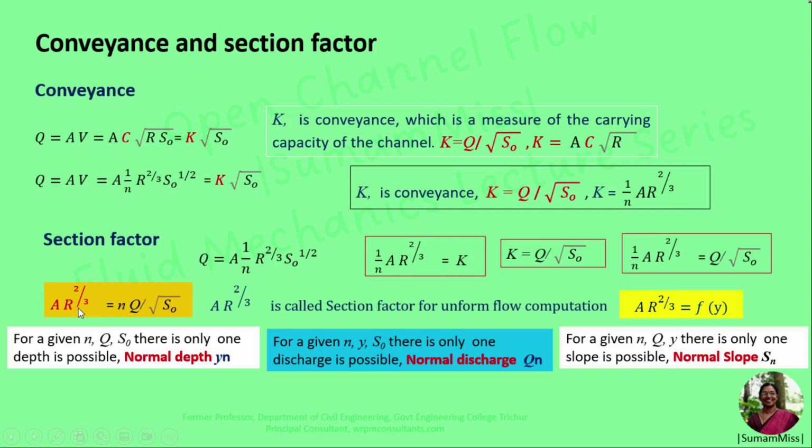A R raised to 2/3 represents the geometry of the wetted area. So this equation A R raised to 2/3 equal to n Q by root of S naught is very useful for the analysis and computation of uniform flow. Correspondingly, we can find normal depth if n, Q and S naught are available, or we can compute the normal uniform flow discharge Qn if n, y and S naught are available, or we can compute normal slope Sn if n, Q and y are available. For computing normal depth yn, normal discharge Qn and normal slope Sn, the basic equation is A R raised to 2/3 equal to n Q divided by root of S naught.